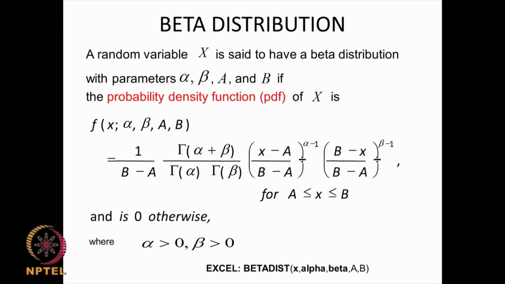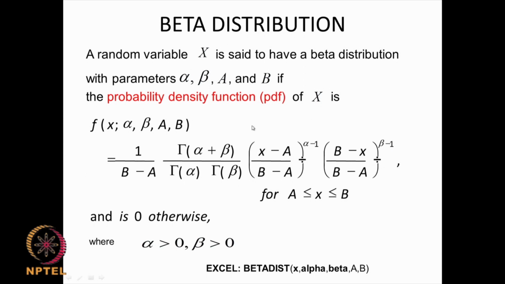Okay, beta distribution, let me recollect again. The probability density function f for x is given by this particular formula. We have the gamma function of alpha plus beta, over gamma function of alpha, gamma function of beta, times x minus a divided by b minus a raised to the power alpha minus 1, times b minus x divided by b minus a raised to the power beta minus 1.